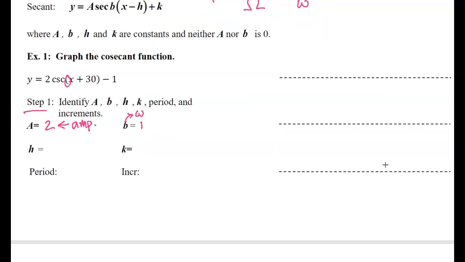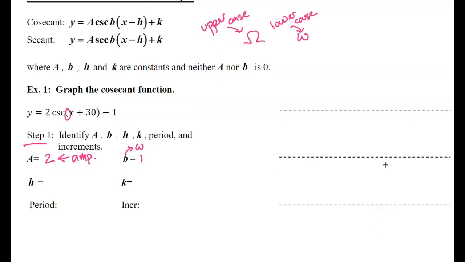All right. What is our H value? Yes. Now, remember that H is always backwards. So if it says plus 30, we're actually moving where? Yes, left 30. So H is actually negative 30. And what's K?